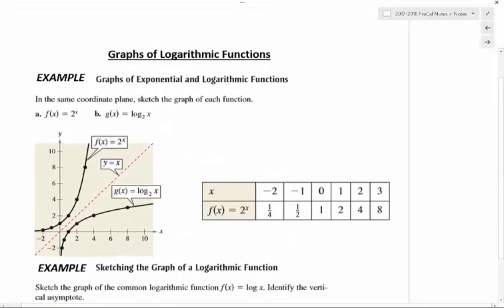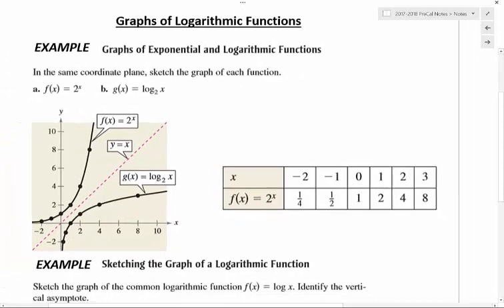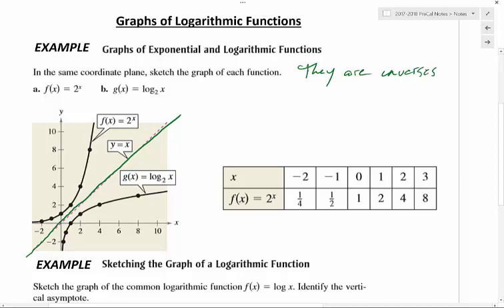So, graphs of logarithmic functions. What we've done here in this first one is we have said in the same coordinate plane, sketch the graph of y equals 2 to the x and y equals log base 2 of x. Notice that they mirror across the line y equals x. What is clear here is that they are inverses. We learned about inverses in lesson 1-6.